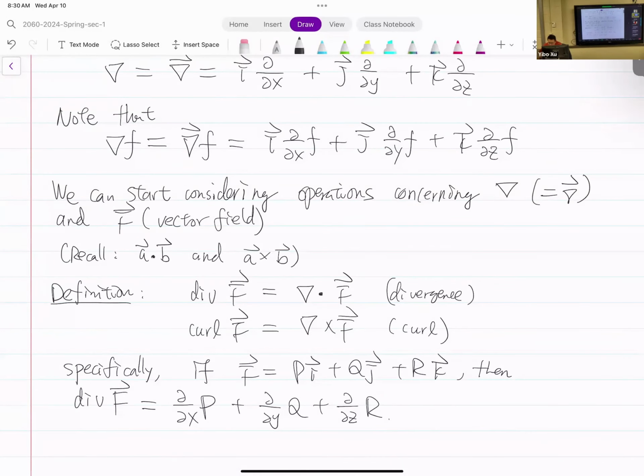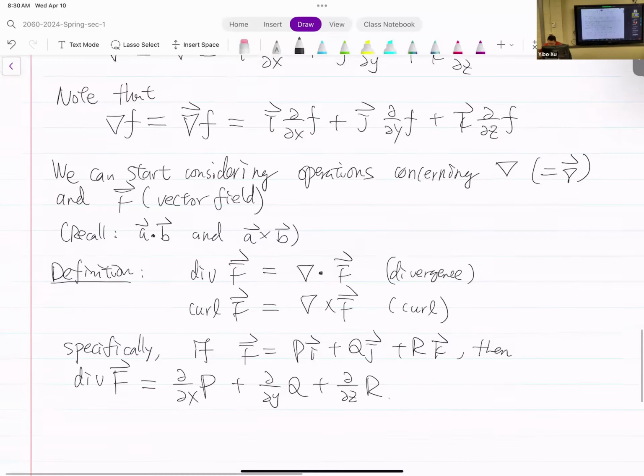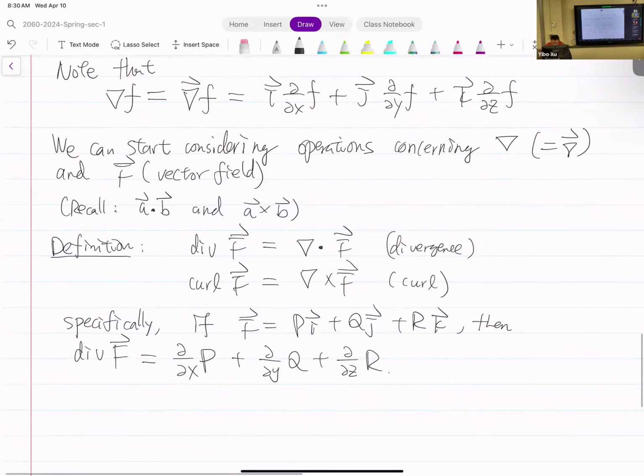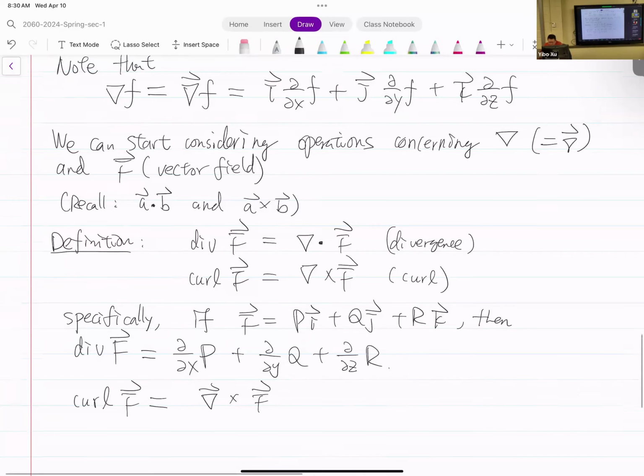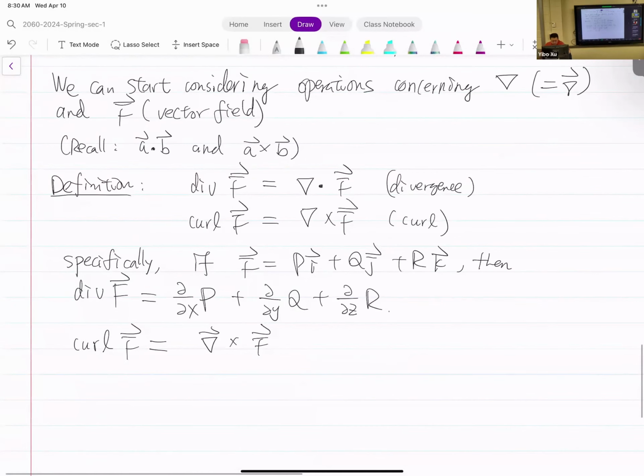And then to think about the curl, it's following the same logic, just treating that nabla operation as a vector. Okay, so nabla crossing F. Just remember what that actually does for a cross product. If you remember, we're just putting everything down in a 3x3 determinant.